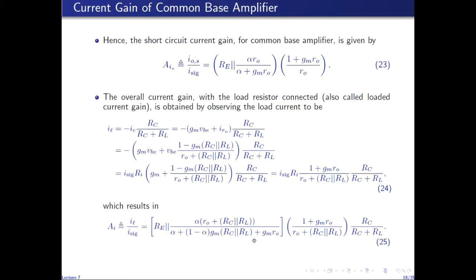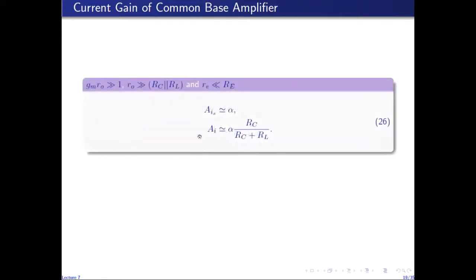Again, we get alpha over gm, which is small re, which is again assumed to be much smaller than capital RE. So this factor becomes equal to small re. And this was gm. So gm times small re is again alpha. So the loaded current gain of the common base amplifier is given by this convenient, good approximate expression.